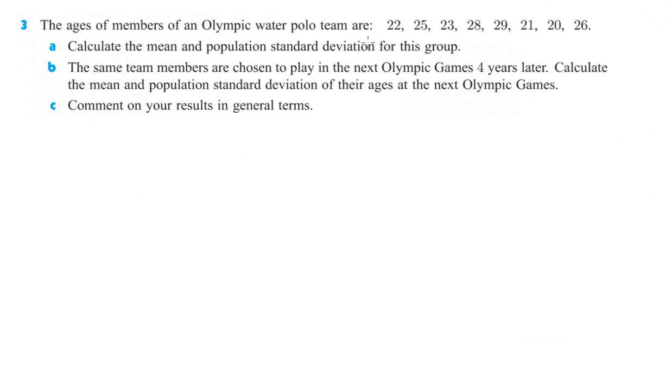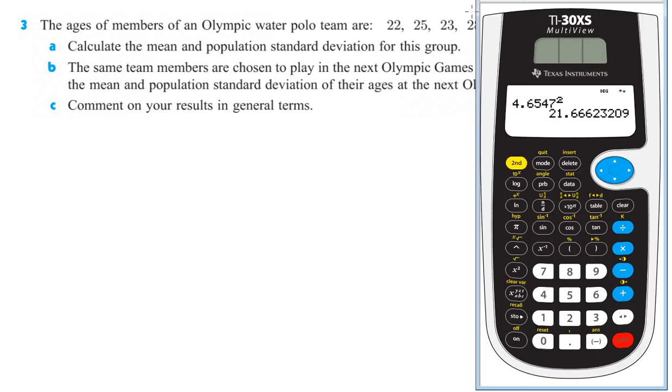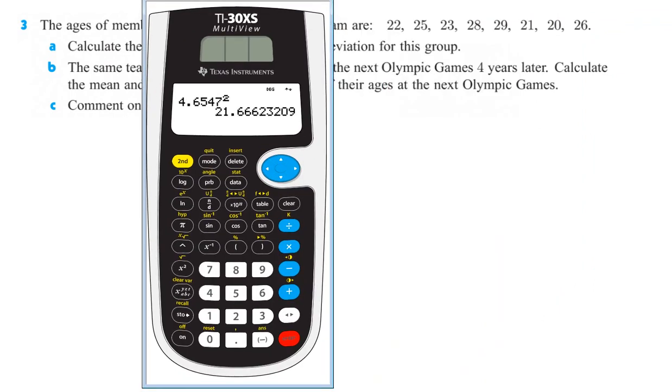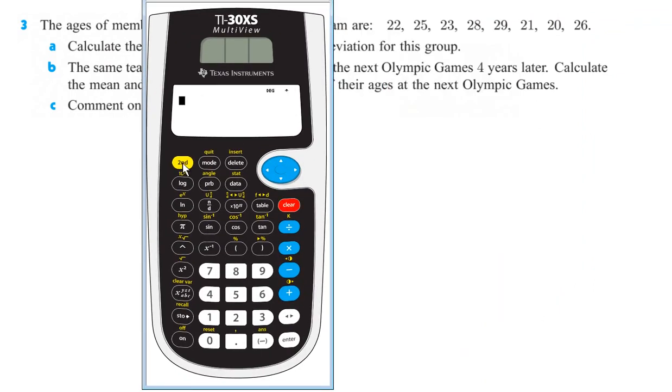Ages of members of an Olympic water polo team are as follows. Calculate the mean and population standard deviation for the group. Okay, so let's just start with that, and then we'll look at the other parts as we go. So we're going to want to put our data, make our life easy, put our data into the scientific calculator. So remember, we got a bunch of old data in there, so I'm going to push data again.